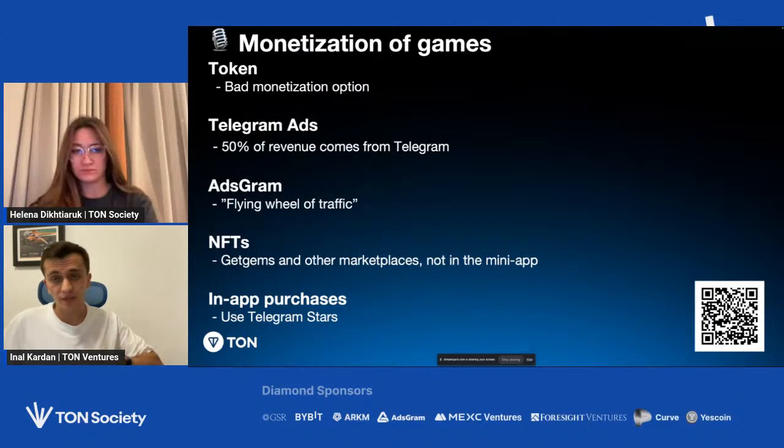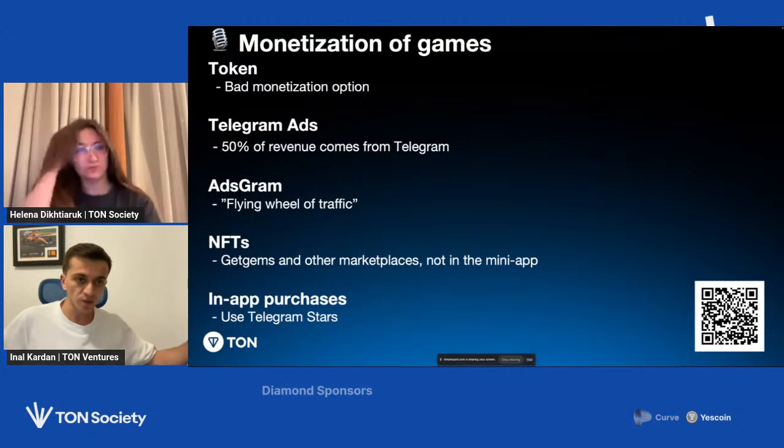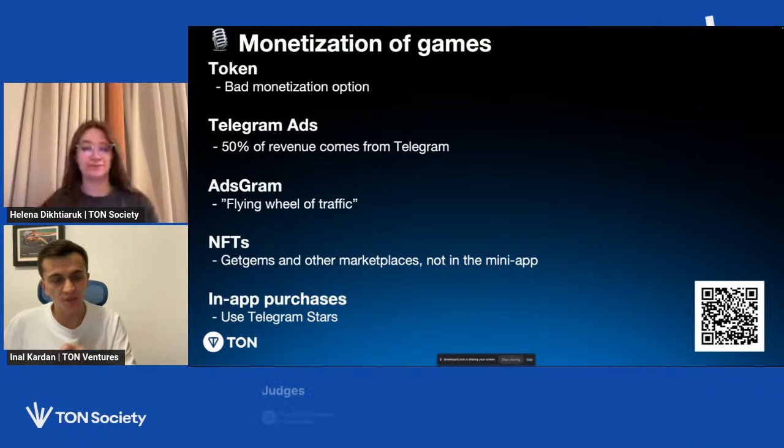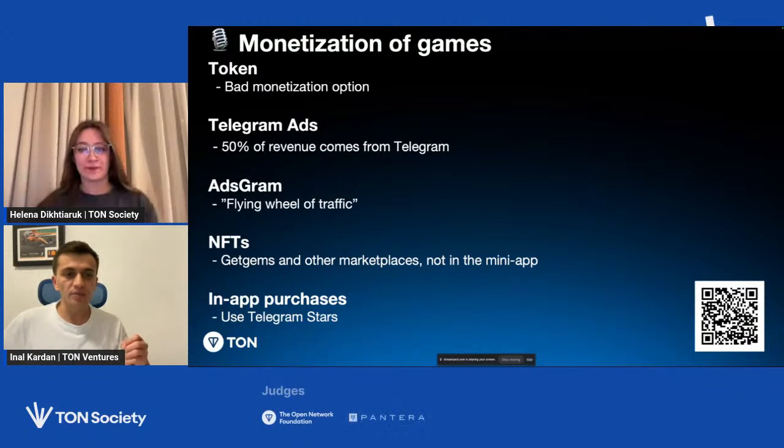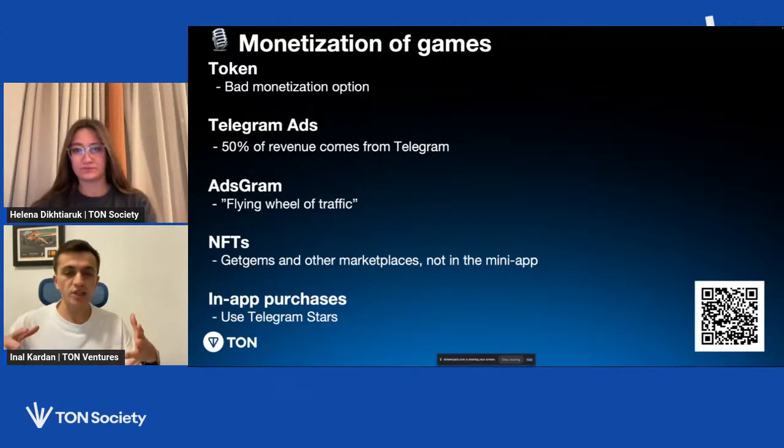Think of other monetization options, which, for example, can be Telegram ads, because Telegram shares 50% of the revenue it gets from ads with channel owners and bot owners. As I said, recently Telegram introduced that ads can be shown in bots as well. So Telegram is going to share the revenue, half of it, with authors of bots as well. AdsGram, again, is a great example of a great way to monetize.